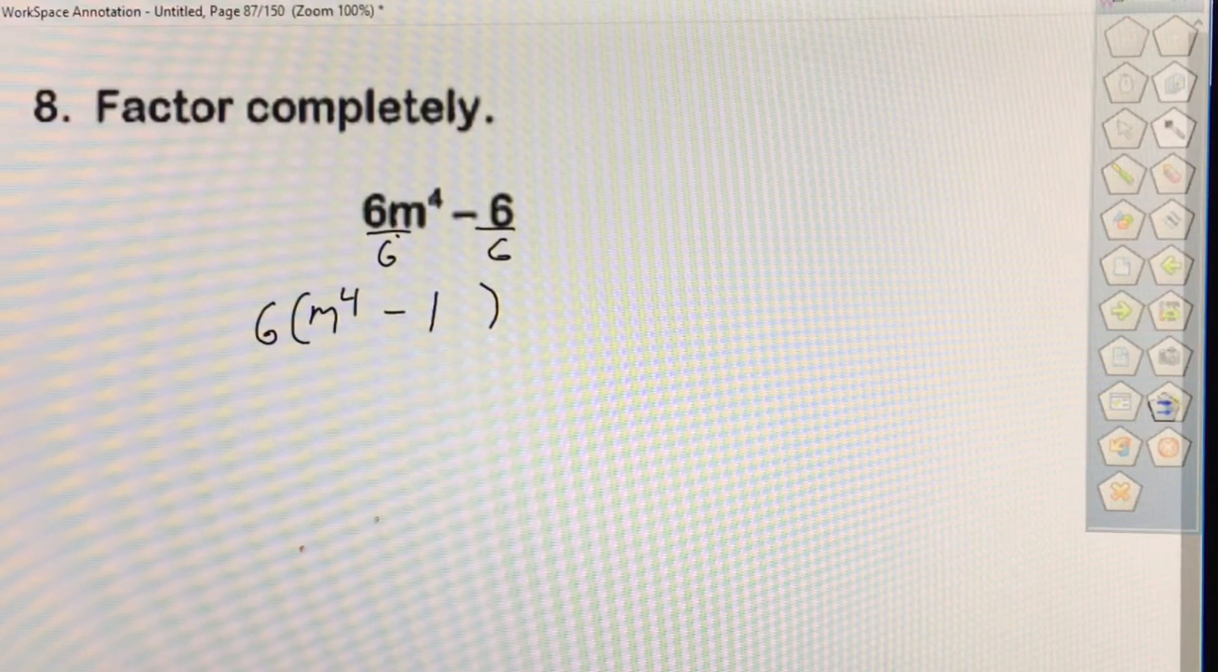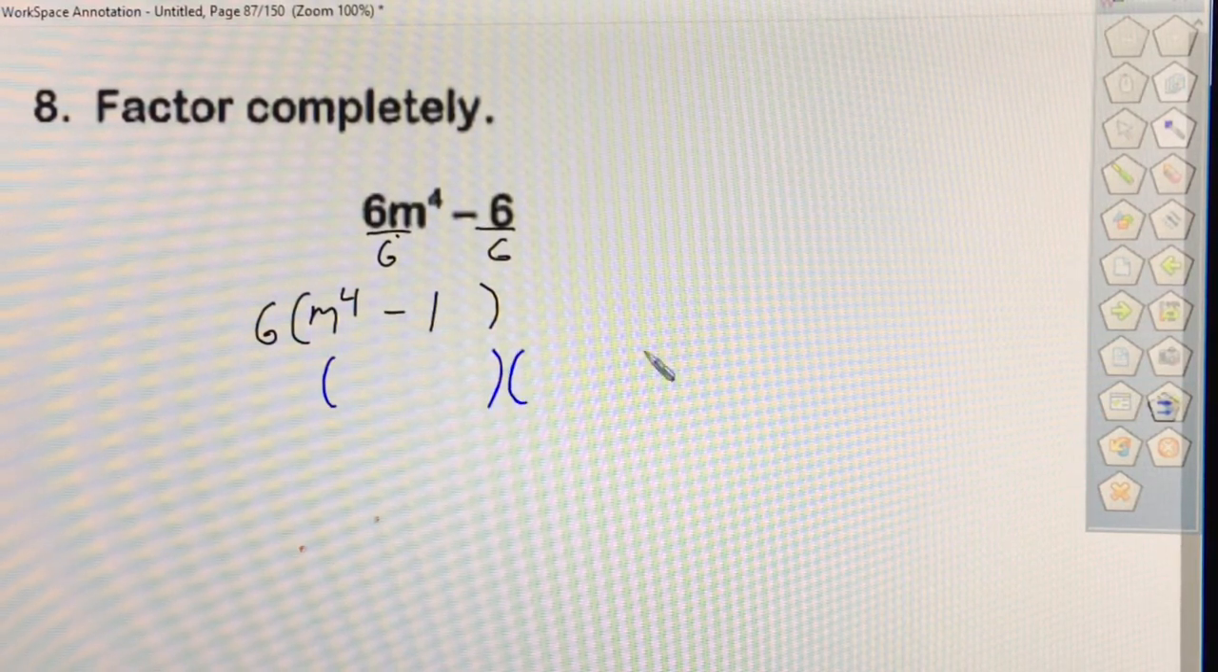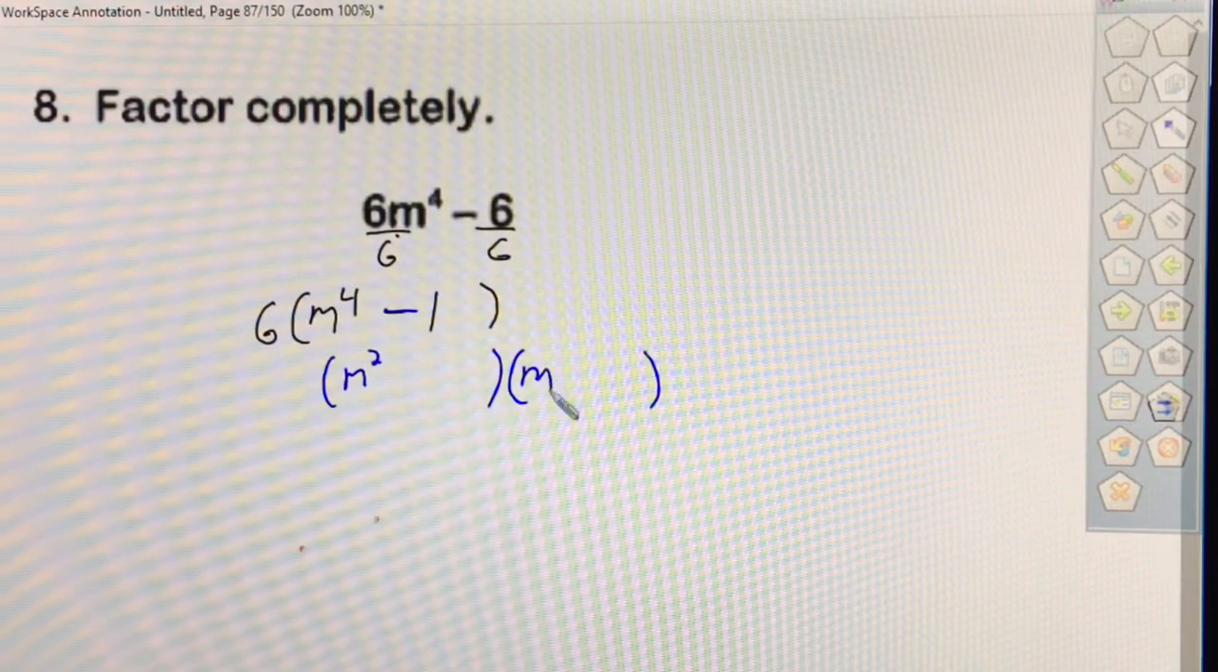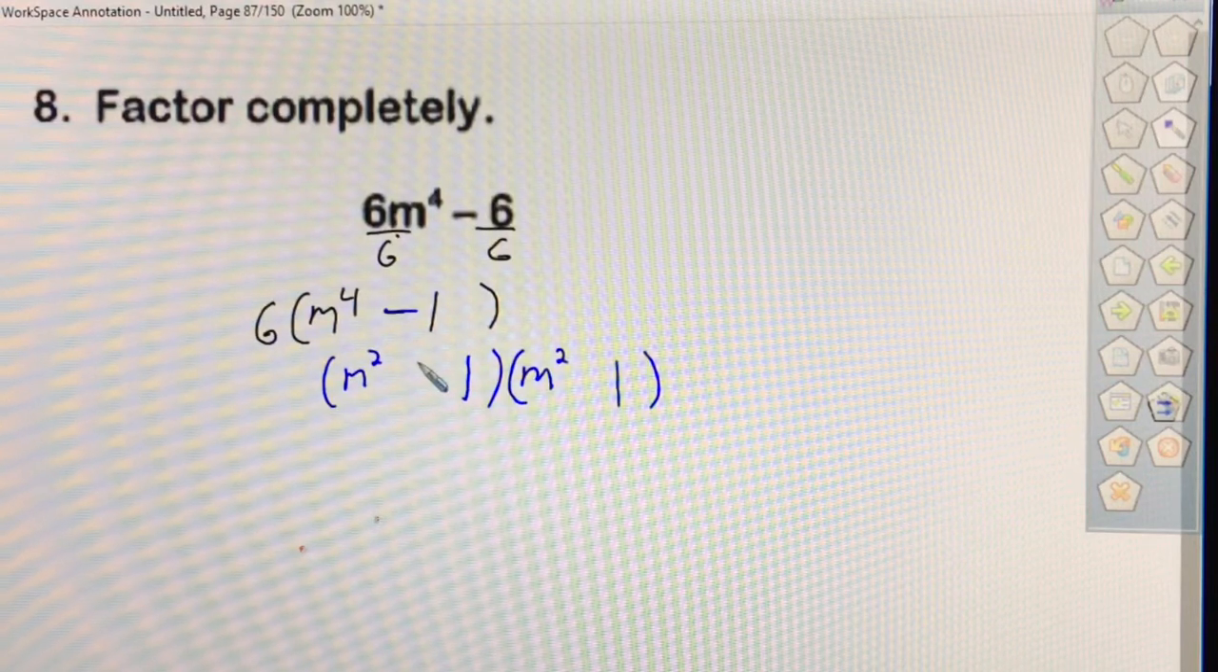I can factor that now. And that's a little bit of a challenge again. It's a difference, and both of these are squareable. So I square root that. That's going to give me m squared times m squared equals m to the fourth. 1 is a little confusing to some people. 1 times 1 equals 1. I'm going to alternate the signs, plus minus.